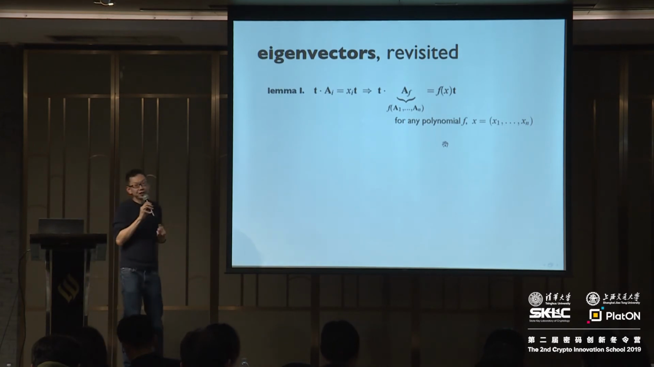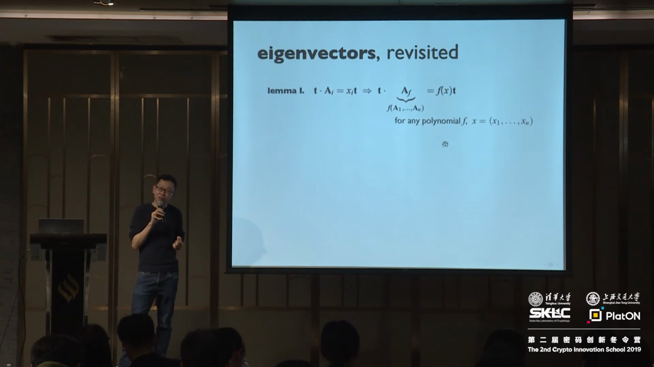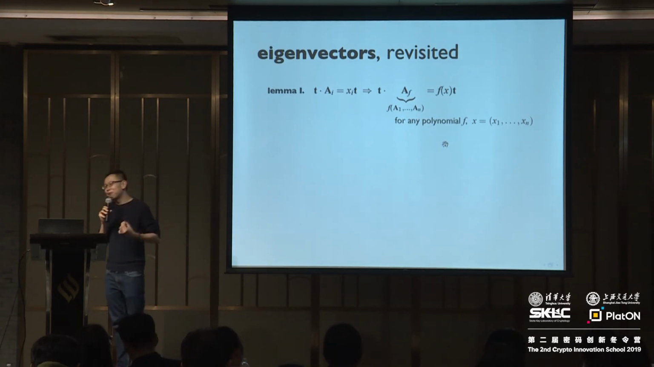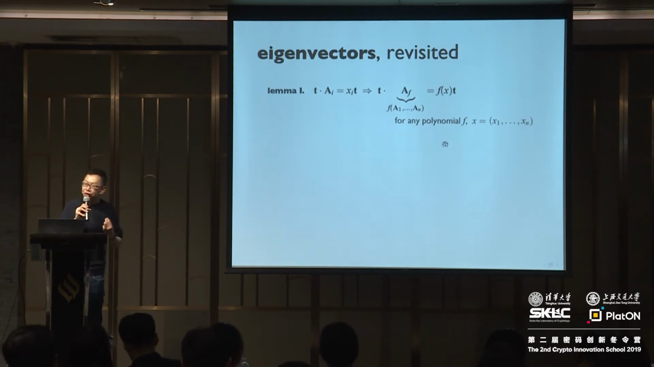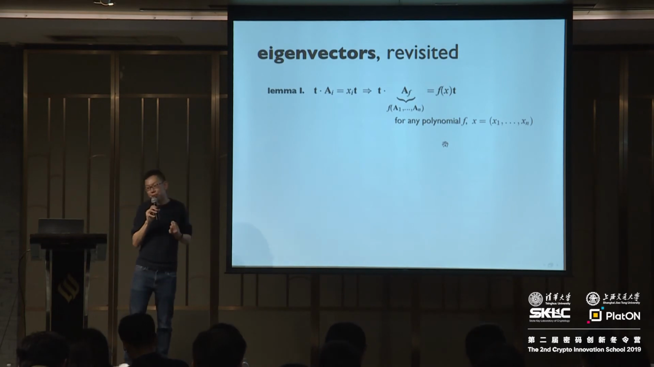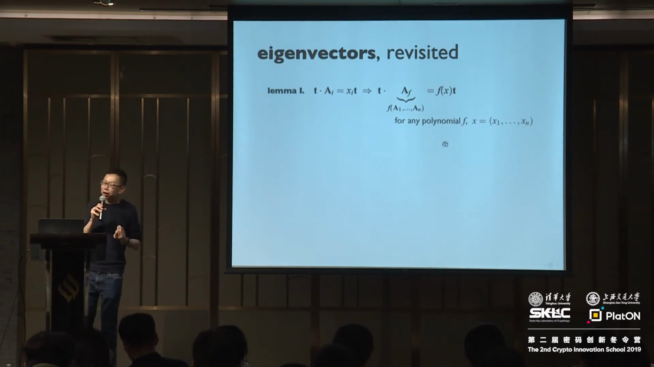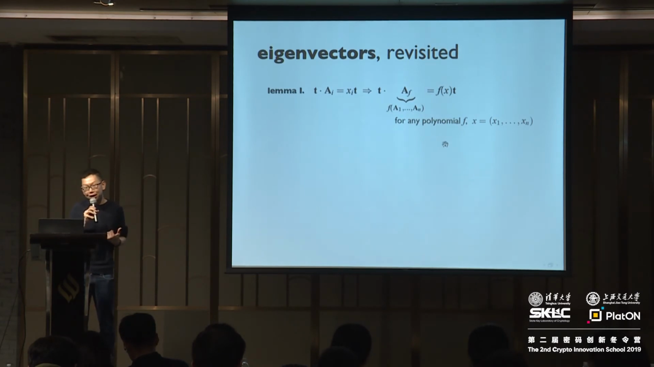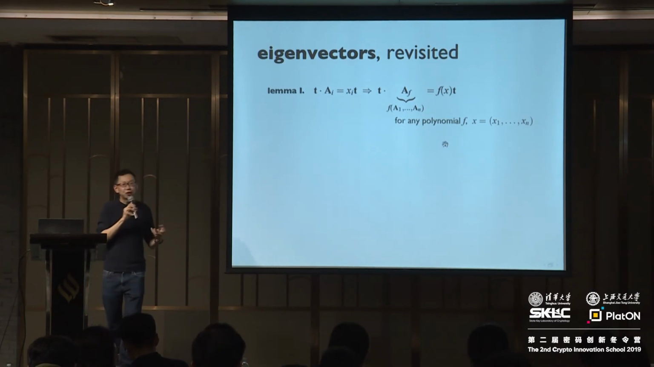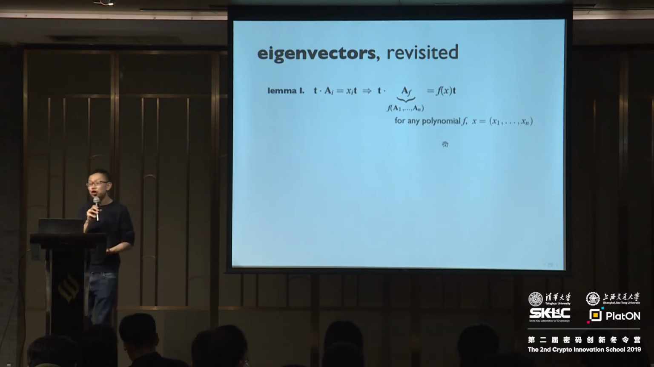So I want to revisit this eigenvector approach towards FHE and try to understand what's really going on over there. I'm going to start by working with our insecure scheme. Our insecure scheme relies on the following very simple lemma, which says that if you have a bunch of matrices, A_i, that share the same common eigenvector t with respect to different eigenvalues, and you apply a polynomial to this collection of matrices, you get a new matrix whose eigenvector is still t, but whose eigenvalue is f of x.